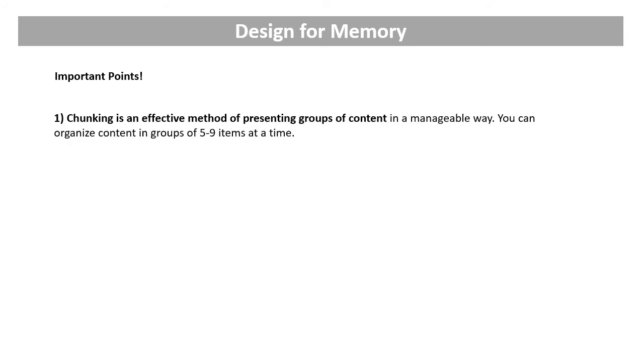So a few of the important points. Chunking is an effective method of presenting groups of content in a manageable way. Suppose you have a large amount of content, you should chunk or group that content into 5 to 9 items at a time, because in our working memory we can hold 7 plus or minus 2 items. So there is a limited number of items we can hold in our working memory.